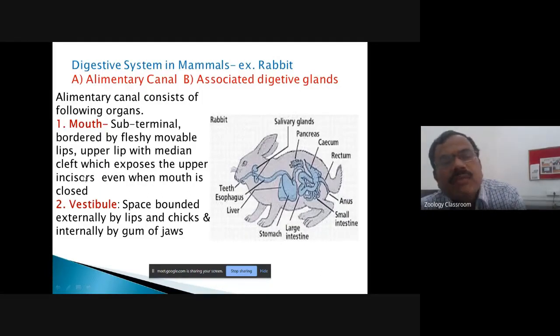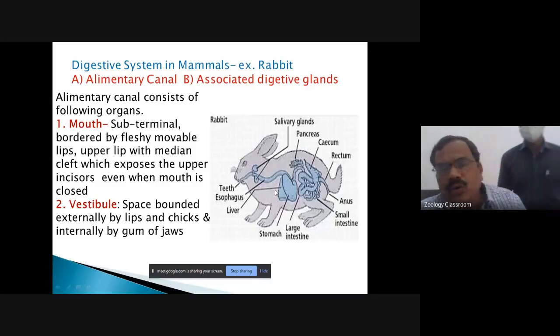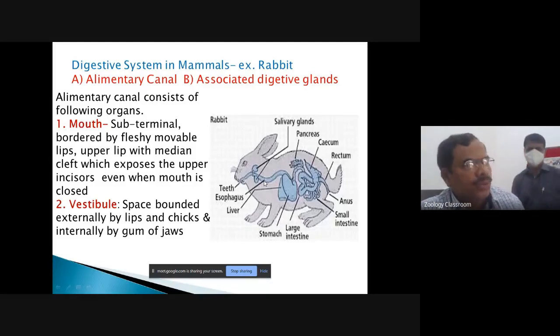Okay, incisors are visible due to the cut in the upper lip when the mouth is closed. So when the rabbit closes his mouth, you are able to observe the upper lip. Why can you see the upper lip? Because the upper lip is notched, so you can see the inside incisors. So this is regarding the mouth.